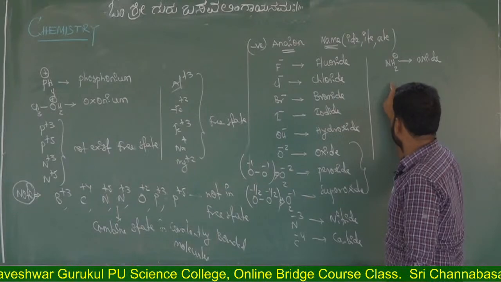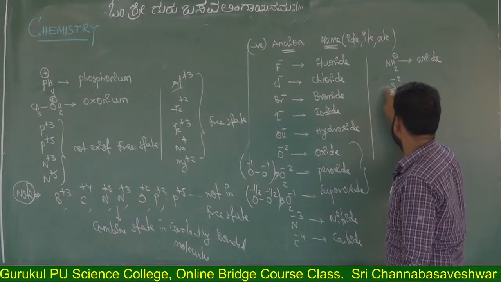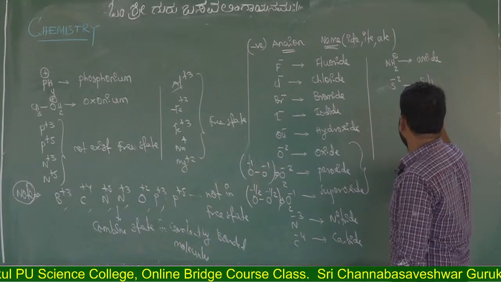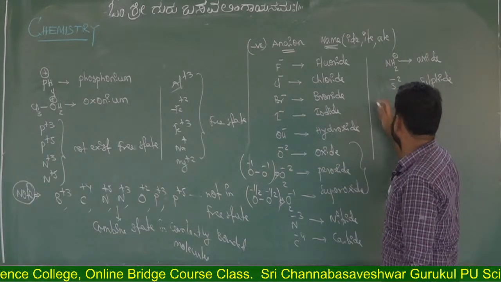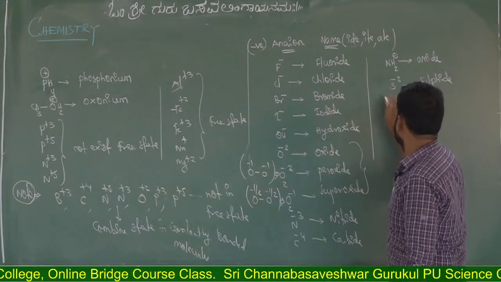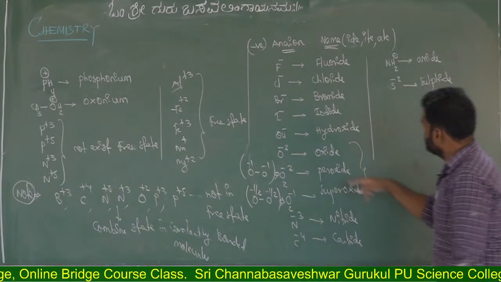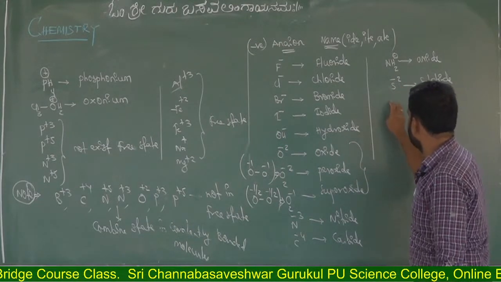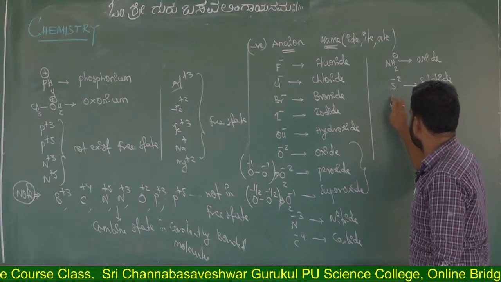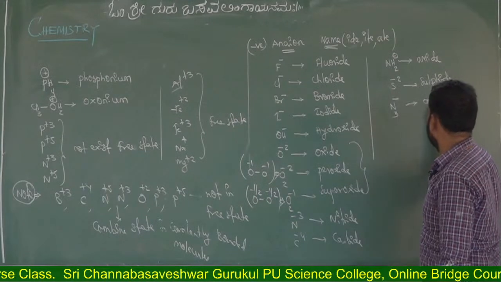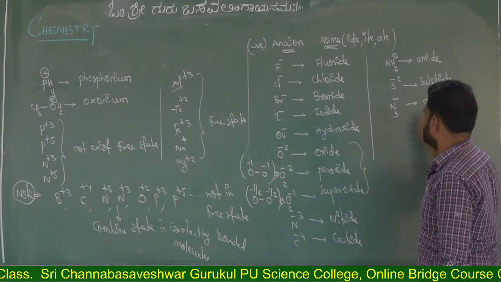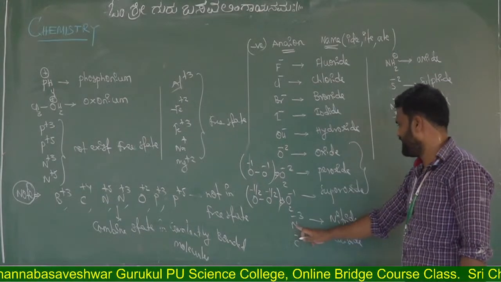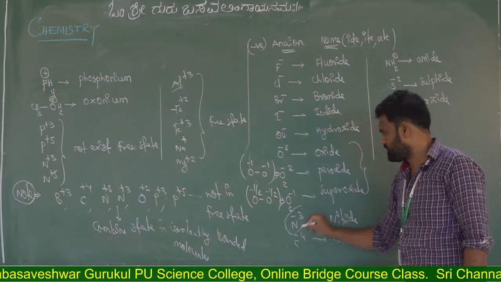Next S minus 2 is what? Sulfide. Sulfide means on sulfur there will be a -2. Next nitrogen, N3 minus 1 is azide. So this is azide. N-3 is what? Nitride. This is nitride. It's very, very important.